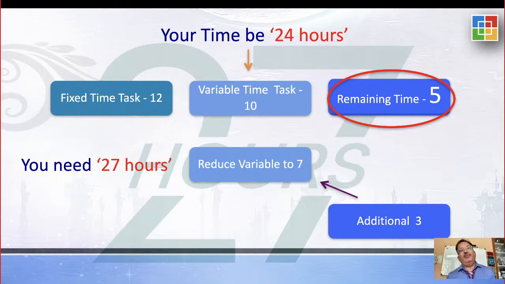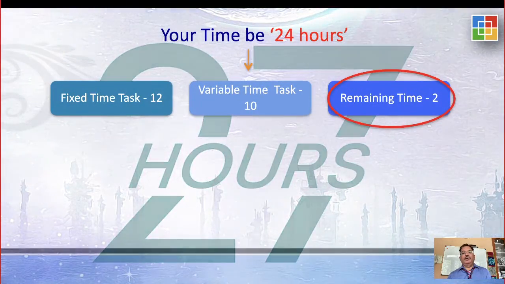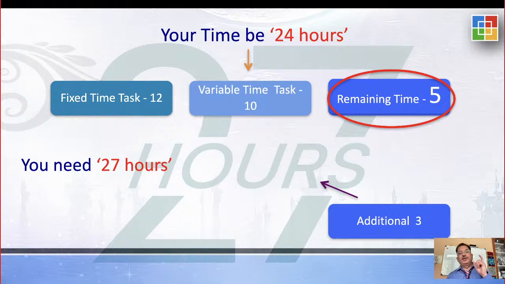What may come, I'm telling you. You will not believe it, but this is the fact. This has happened with me and I have witnessed it. Never compromise on sleep. So you can make 24 hours to 27 hours if you reduce your variable time. And we will see what is this variable time, where it comes from, where it goes, how can we do that.